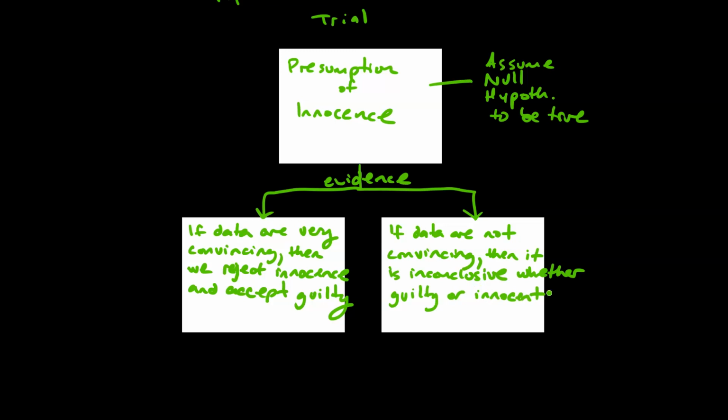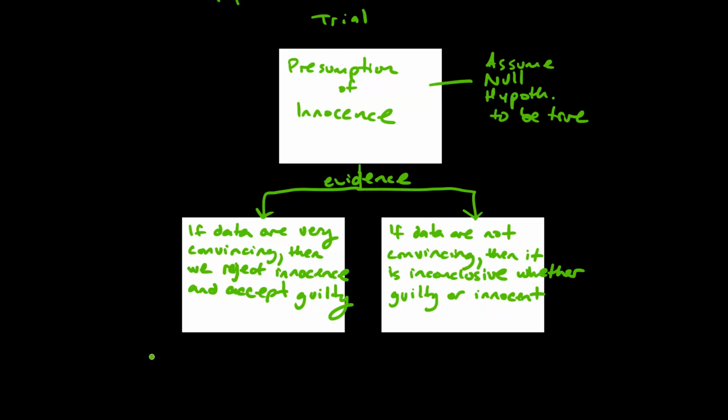This is exactly what we do in a hypothesis test. We assume our null hypothesis to be true, and then we collect data. The evidence is the data. If the data are very convincing, then we reject the null hypothesis and accept the alternate hypothesis. And if the data are not very convincing, then we say it's inconclusive whether our null hypothesis or our alternate hypothesis is true. We really don't have much to say if the data are not very convincing one way or the other.